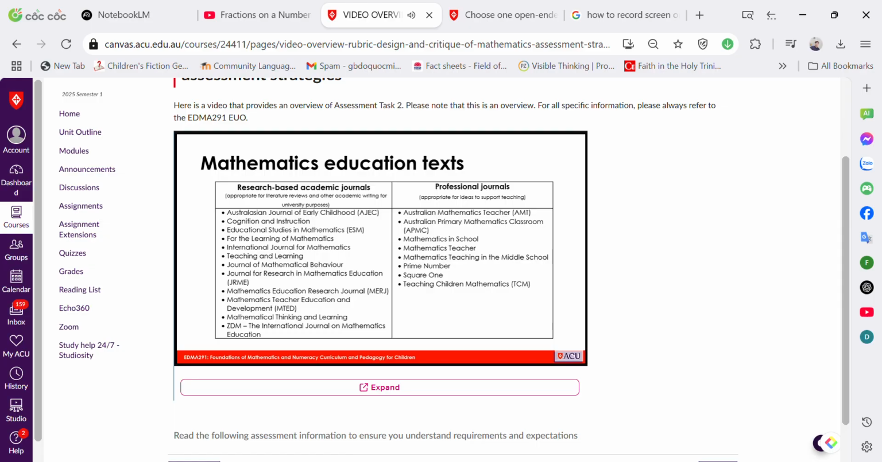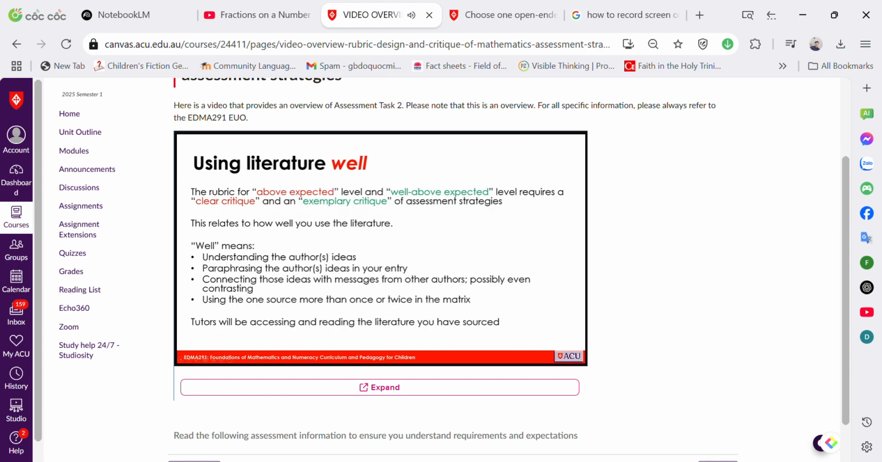These can be really helpful in terms of research, and these are quite academic, so they will have lots of ideas about how to use them and how researchers have used particular assessment strategies. And these give some really practical advice, these particular journals, because these are professional journals that are written specifically for teachers.